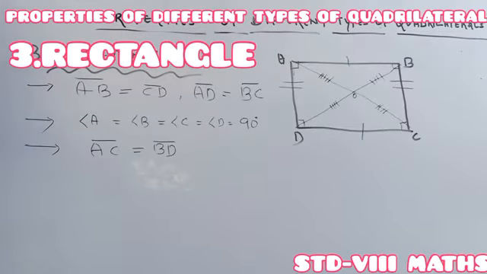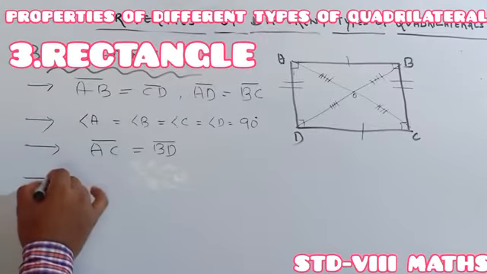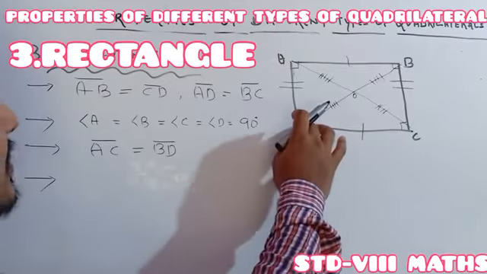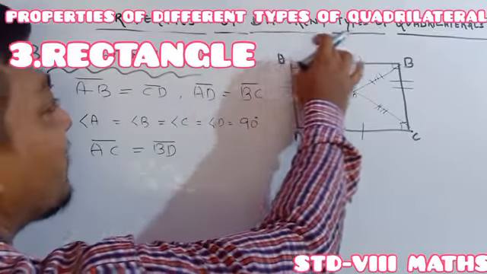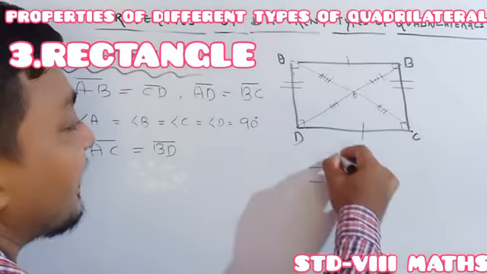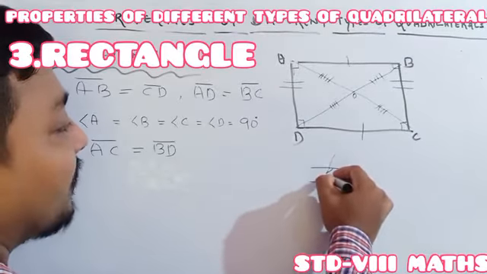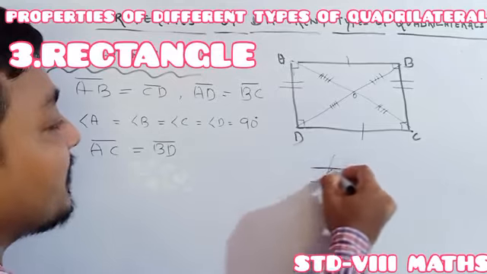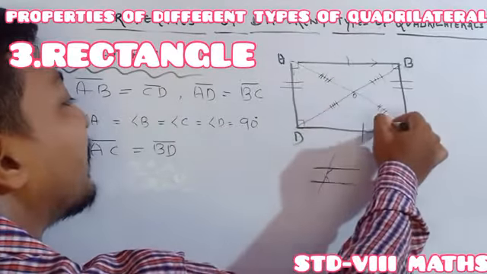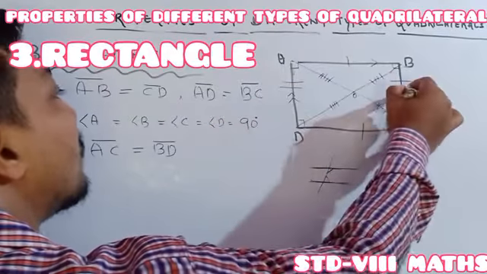Understood perfectly? Then one extra point you have to remember: it is also a parallelogram. Why? Because this one is 90, this one is 90. It means the interior angles on one side of the transversal sum to 180. It means this one is parallel. Extra thing to remember: and also this one is parallel.